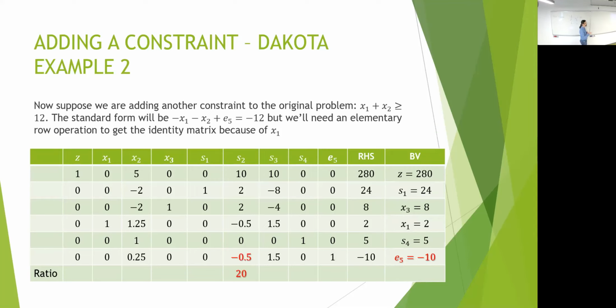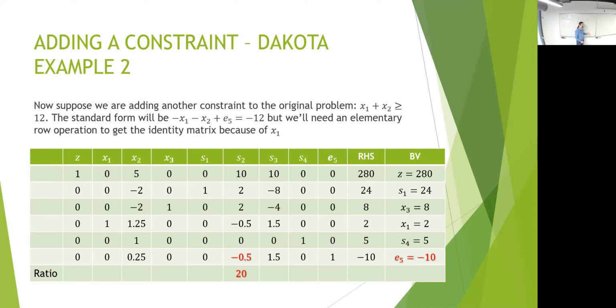Now here we are adding minus x1 minus x2 plus e5 is equal to minus 12, or x1 plus x2 is greater than or equal to 12. Now with this addition we are actually adding a basic variable and a non-basic variable at the same time. In the previous one it was just one non-basic variable. Now we are adding a basic and non-basic variable together. When we add x1 plus x2 greater than or equal to 12, we are adding a new e5. The previous constraint is gone, by the way, don't mix them up. This is a new constraint for the same optimal solution.